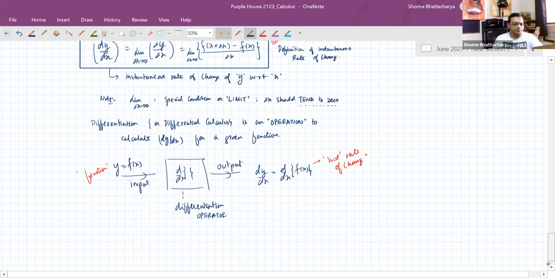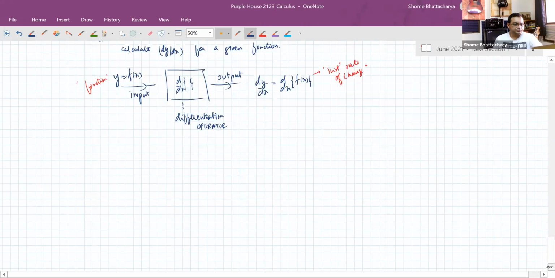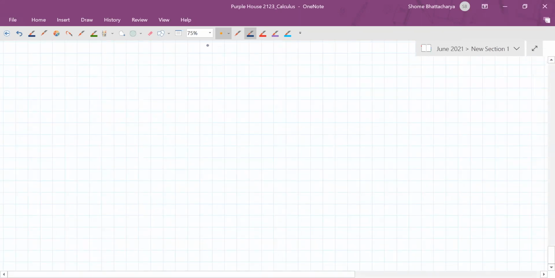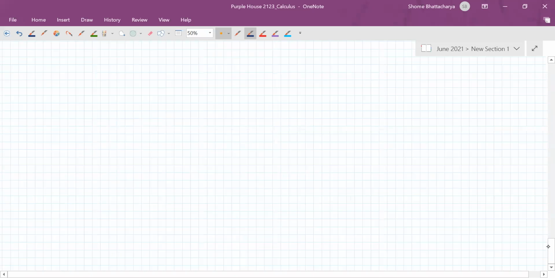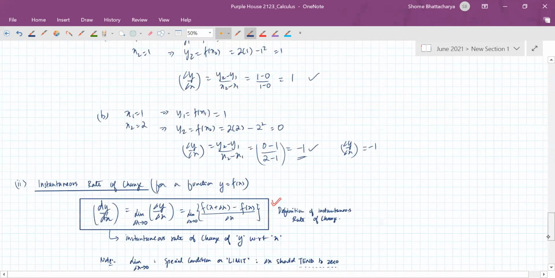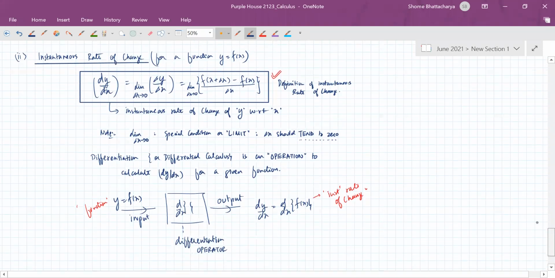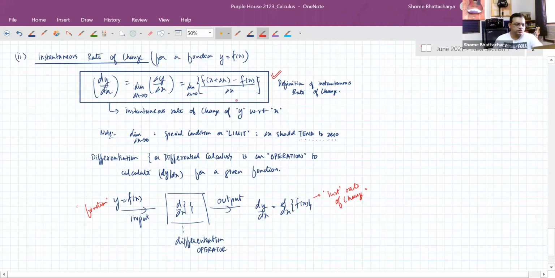So let's look at an example next. Sir, can you please give a short brief of what you said after limit delta x tends to 0, because I lost my network totally. Okay, just quickly note this part down.